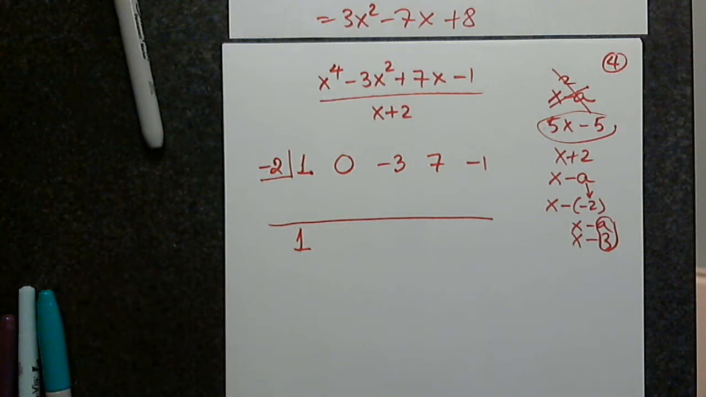Question. Yes? You said when the exponent is 4, when the power is 4, there are 5 terms. Yes. When the degree is 2, there are 3 terms. When the degree is 1, there are 2 terms. It's always 1 more than the power.